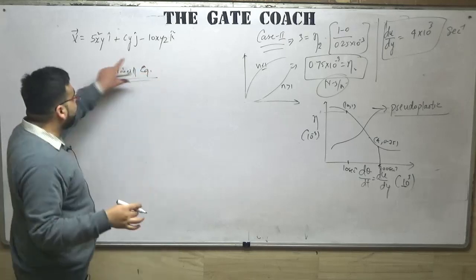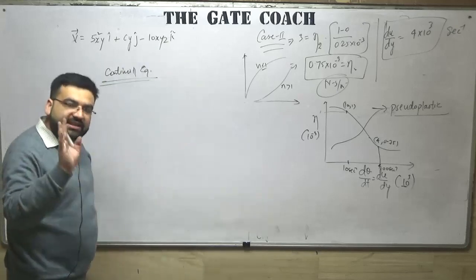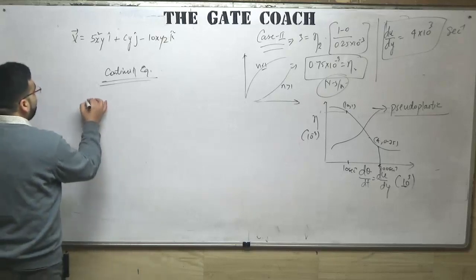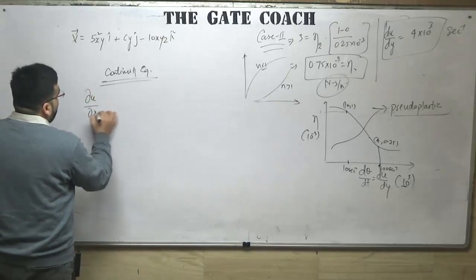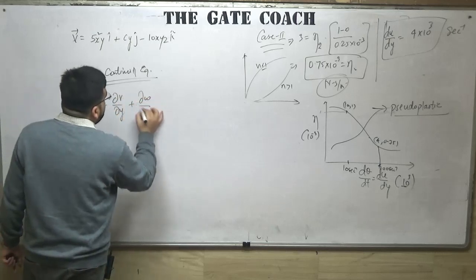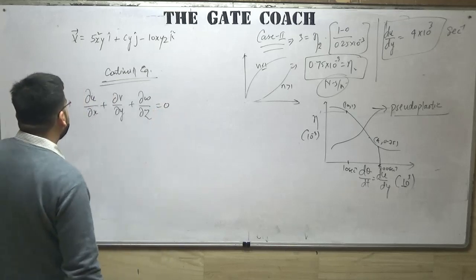Okay, some people are saying some flow was mentioned, some people are saying the rotational thing was mentioned. If it is a flow, it has to follow the continuity equation. If it will follow the continuity equation, we know that dou u by dou x plus dou v by dou y plus dou w by dou z, in 3 dimension, should be equal to 0. With the help of this, you can easily solve it.